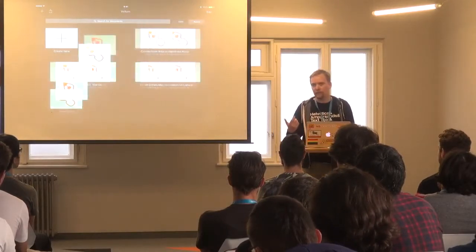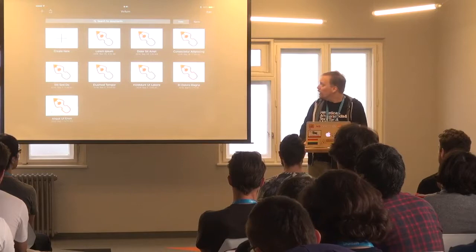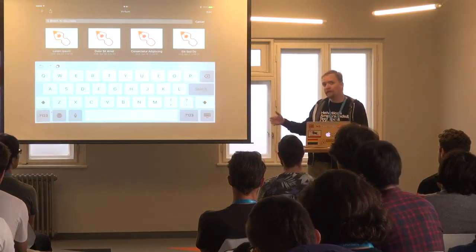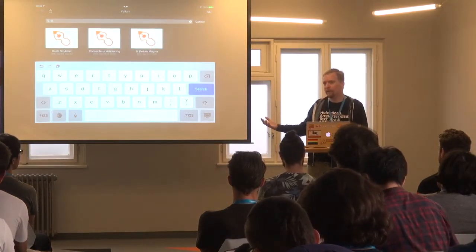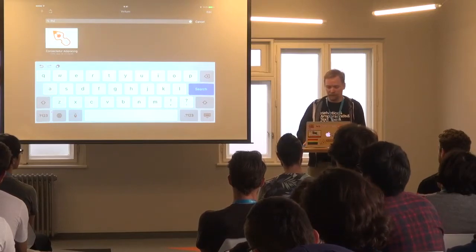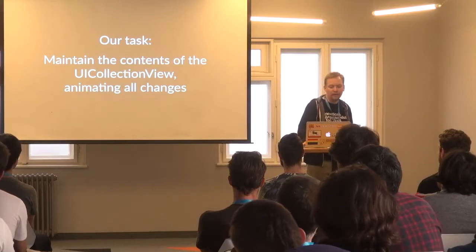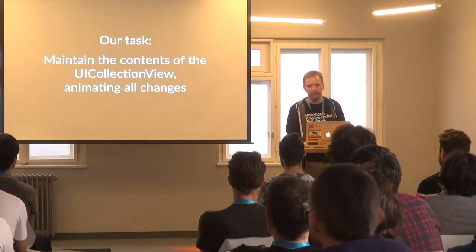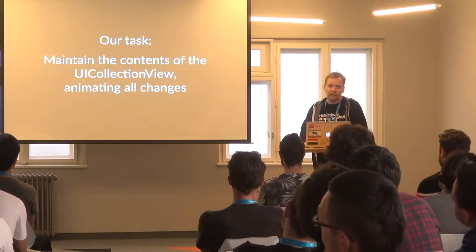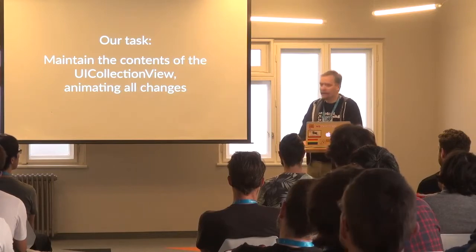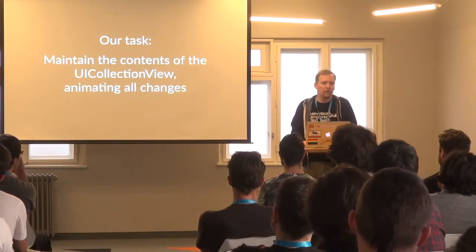You need to have two different kinds of cells to do this. That create new cell disappears once you start a search, a filtering, and we have to implement that. We have to take care of that thing as well. So our task is to maintain the contents of this UI collection view. We aren't going to talk about the design of it or anything like that. We just want to populate this.